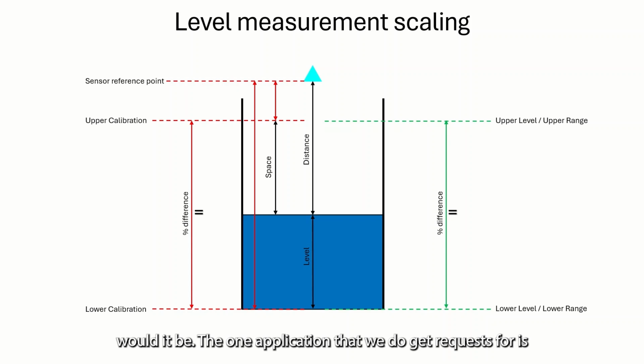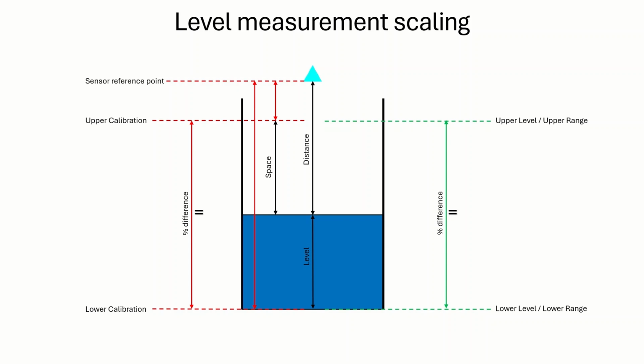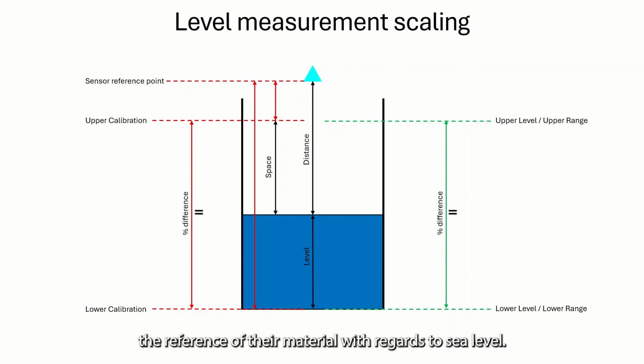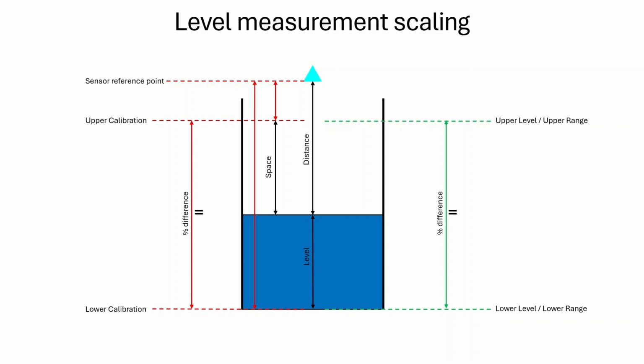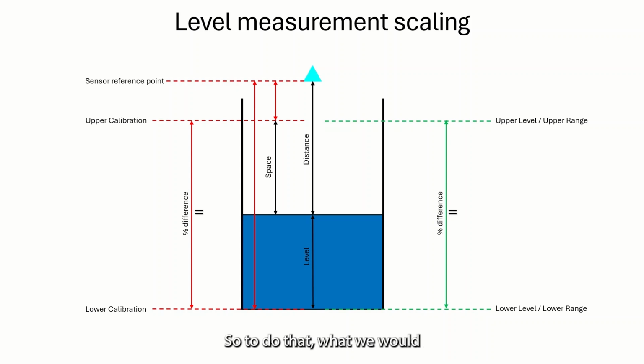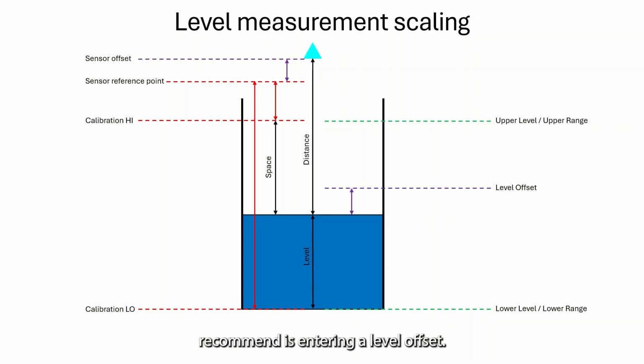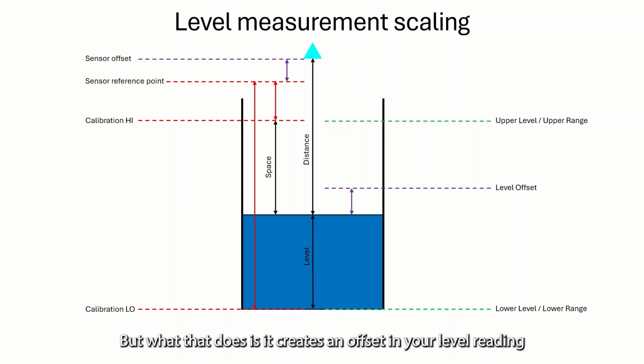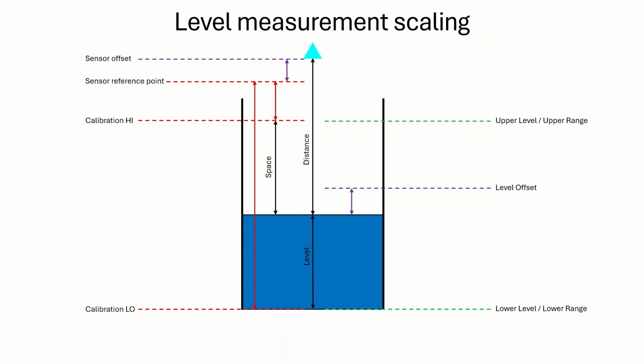The one application that we do get requests for is customer would like to know the reference of their material with regards to sea level. So let's say this tank is 10 meters above sea level. They want to see what that measurement of their material is with regards to where the sea level reference is. So to do that, what we would recommend is entering a level offset. We'll talk a little bit more about that in a second. But what that does is it creates an offset in your level reading, which would then affect your milliamp output.